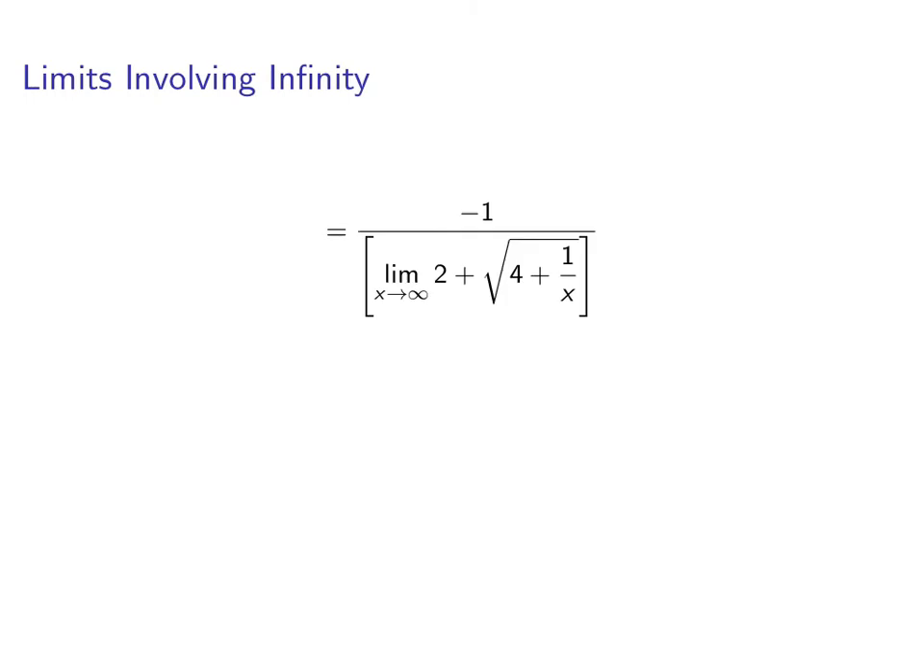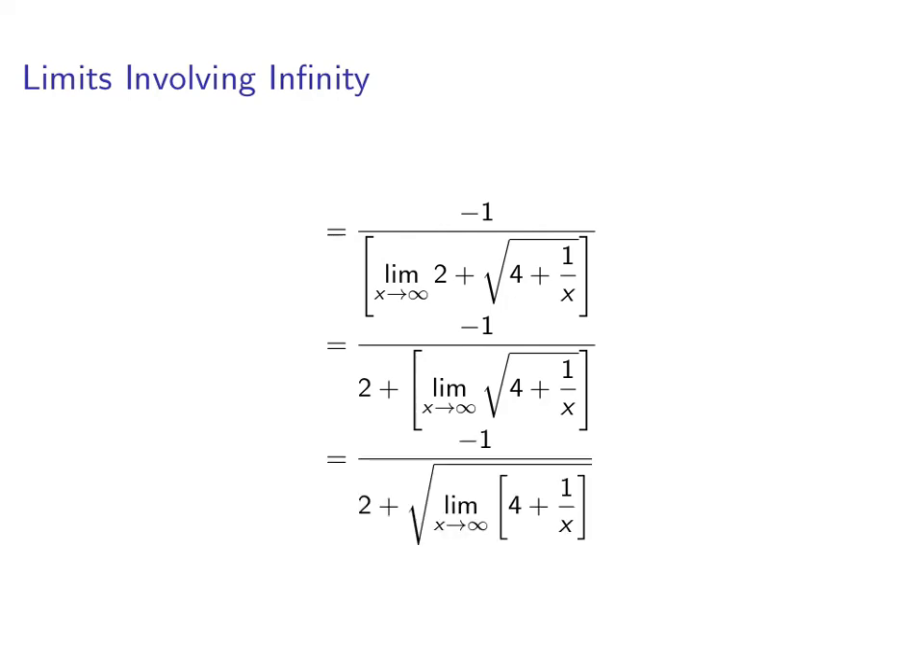Okay, we can pass our limit through. This is just using the limit laws. Now, once that limit gets passed through, this limit is easy to evaluate because the 1 over x is going to 0. And so all we're left with in the bottom is the 2 plus square root of 4, but that's just 2. So our final answer then is negative 1/4. Okay, that's all for now.